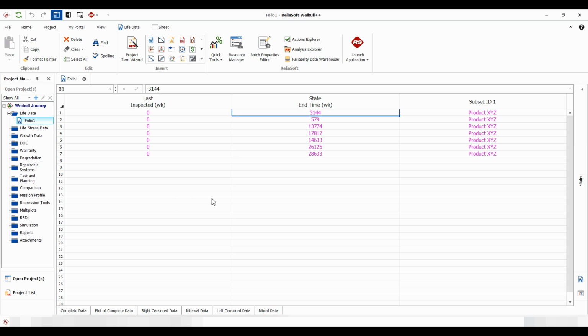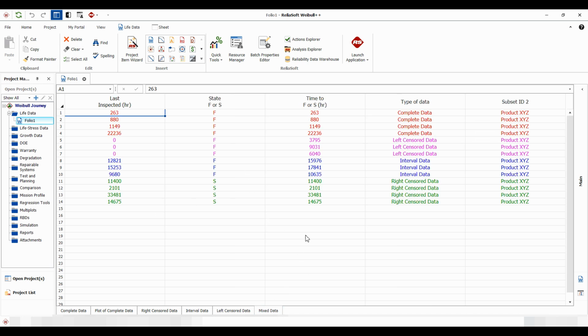These are the types of data that we encounter in reliability engineering, and it could happen that in some cases we even get multiple different types of data combined in the same analysis. So we need software to be able to handle this type of complexity, and that's why software is so useful in a situation like this.